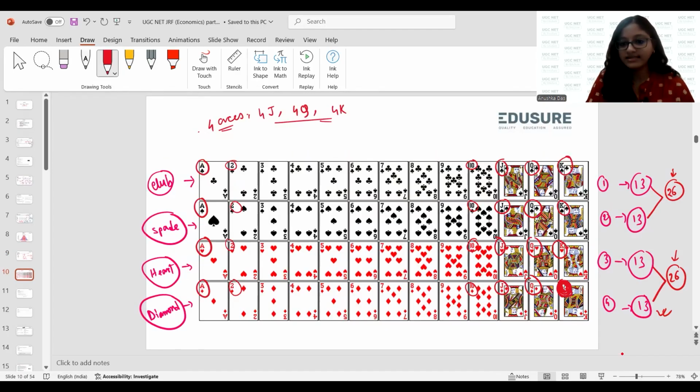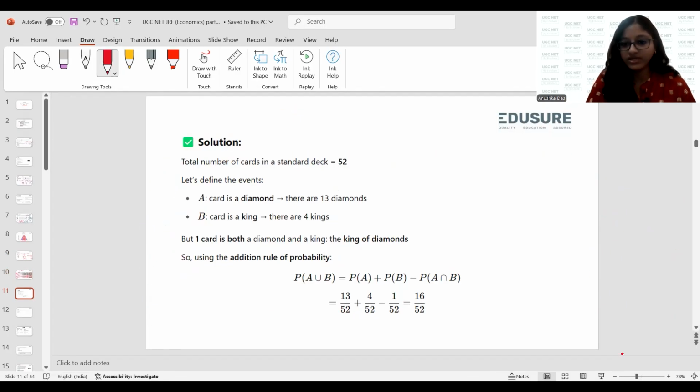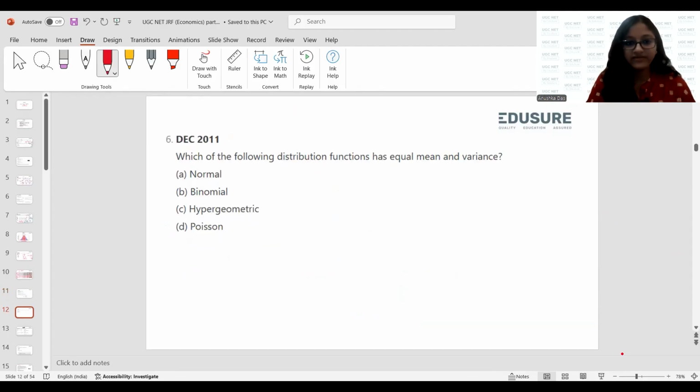And here you can see the solution as well. I have given you the solution. 16 upon 52 will be the right answer. You can take a screenshot if you want, or you will get this PDF anyway. Now let's quickly see the next question.